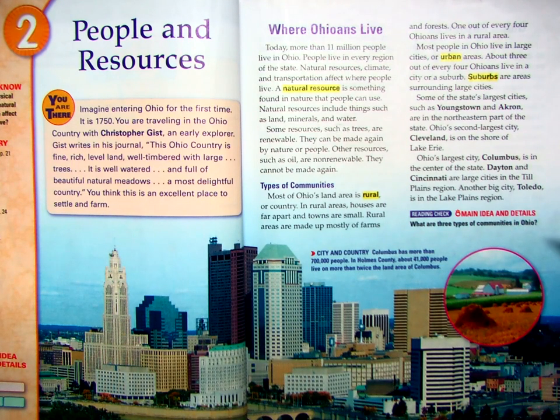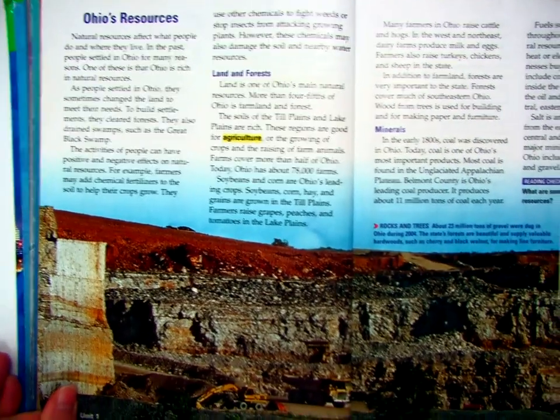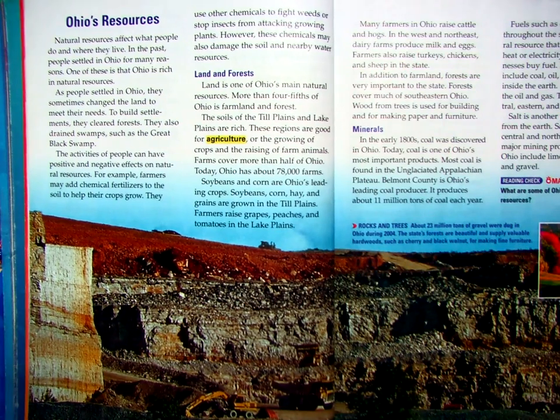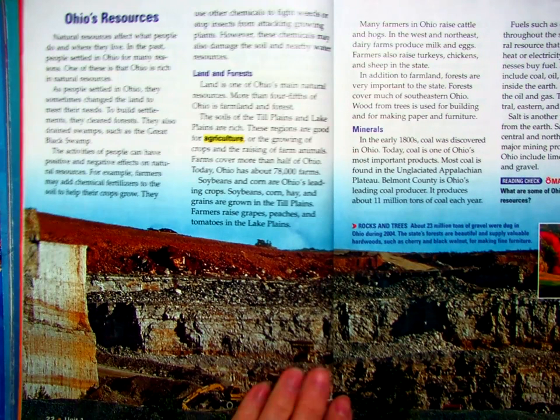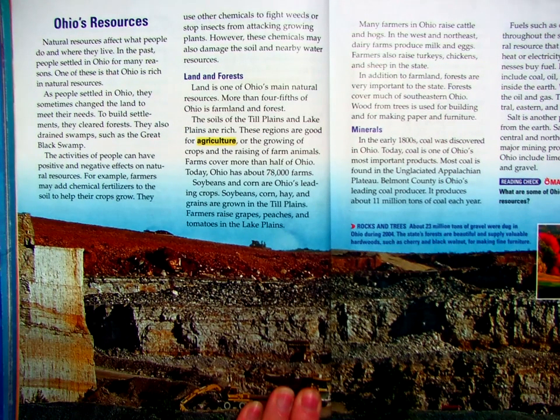In this lesson, you need to recognize that the 3 types of communities in Ohio are rural, urban, and suburb. Page 22, Ohio's resources. Natural resources affect what people do and where they live.